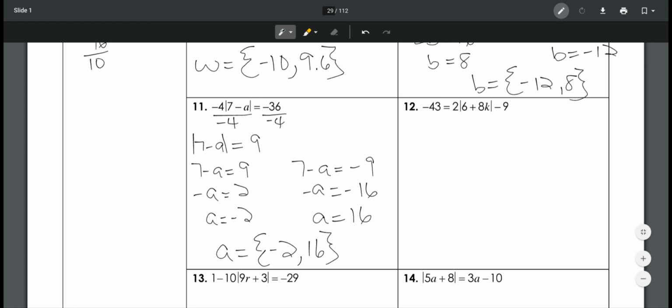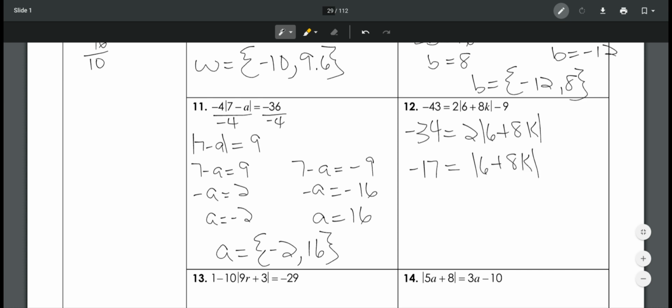We're not going to come up with two answers, which is the maximum number I can get for an absolute value problem. So in my process, I have to isolate the absolute value. So I'm going to add 9 first. That would give me -34 equals 2 times the absolute value of 6 plus 8k. Then I'm going to divide both sides by 2, and I get -17 equals the absolute value of 6 plus 8k.